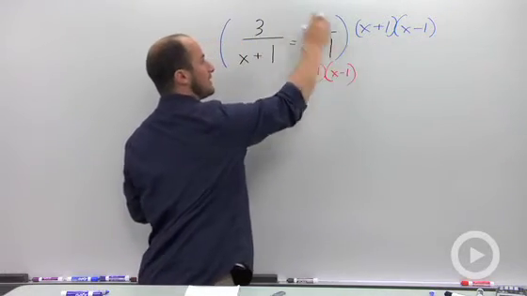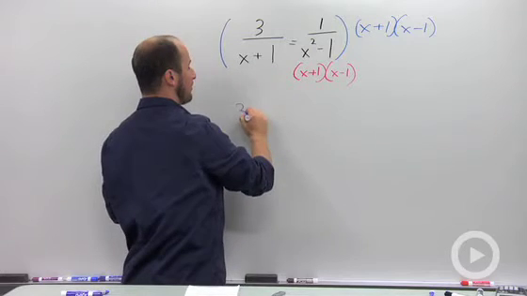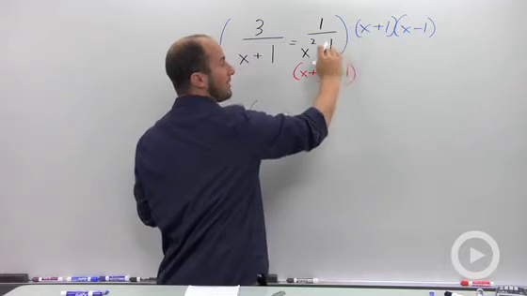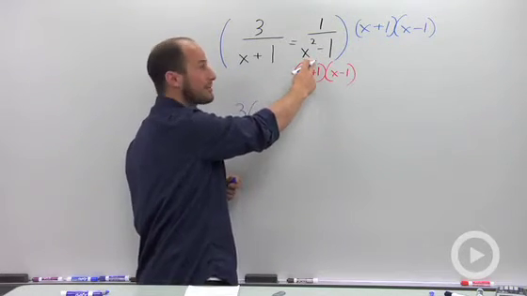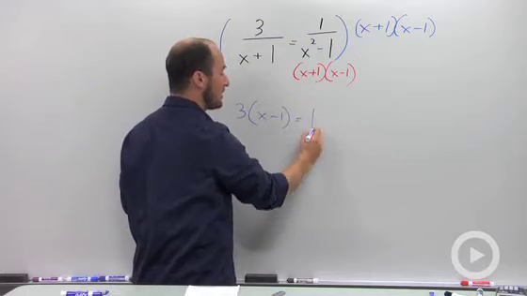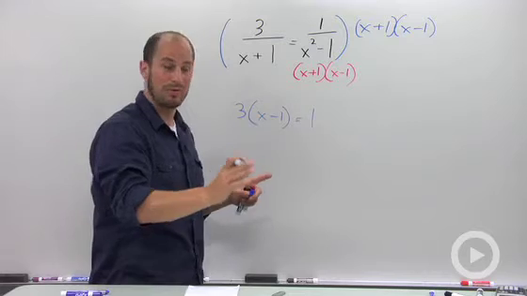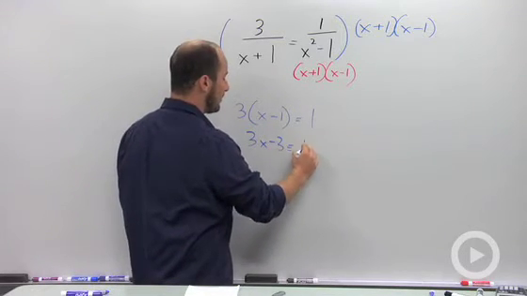When we distribute this into this first term, the x plus 1's cancel, and we're just left with 3 times x minus 1. Over here, everything cancels because x plus 1 times x minus 1 is the same thing as x squared minus 1. So we end up with this is equal to 1. And now we have an equation without any denominator to solve. So this is just 3x minus 3 is equal to 1.